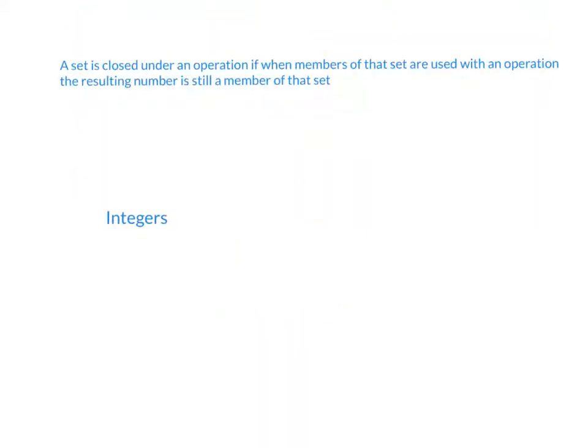So a set is closed under an operation if, when the members of that set are used with that operation, the resulting number is still a member of that set. So I know that's a little bit confusing. So let's just think of integers first, and let's talk about adding and subtracting integers. So, for instance, if integers are closed under the operation of addition, then every time we pick two numbers, the result is an integer.